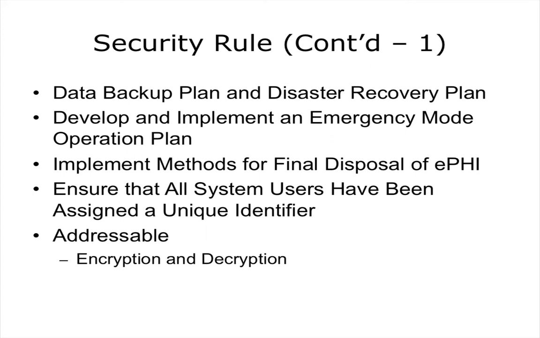for a breach? Under the security rule, you must ensure that all system users have been assigned a unique identifier. For example, there should be no joint identifier for all of the people working in the emergency room or in the intensive care unit. Each user on a given system must have a unique identifier so that audit logs can be created and it is known who accessed which information and where.